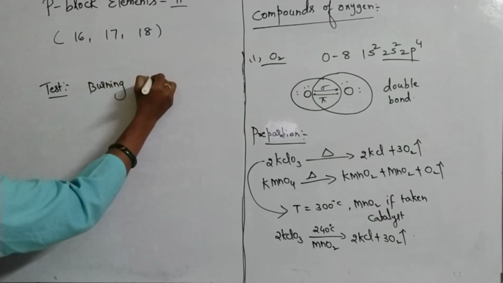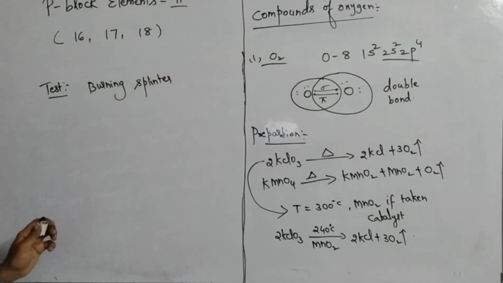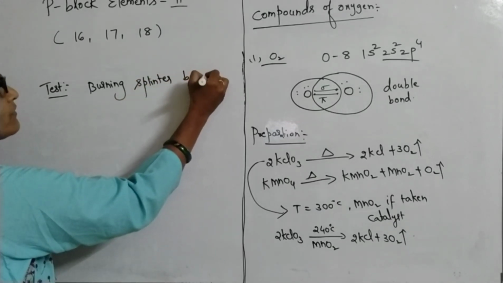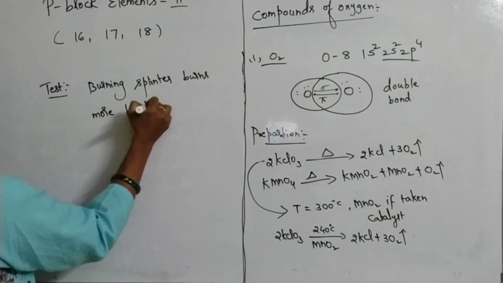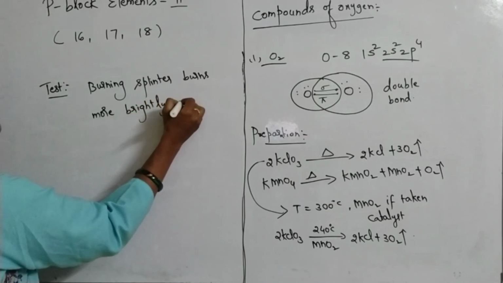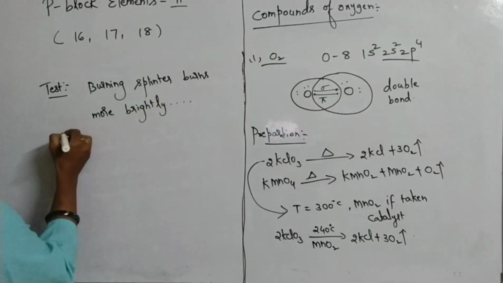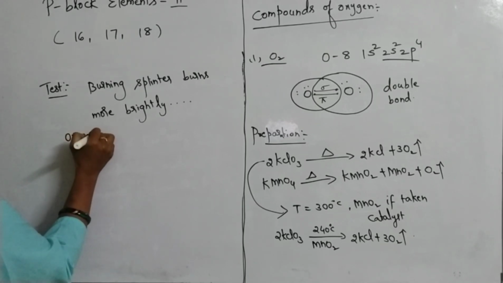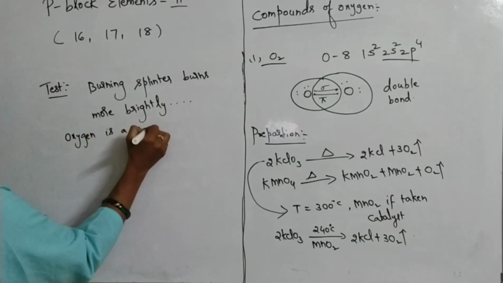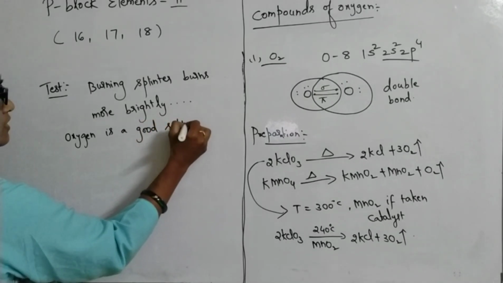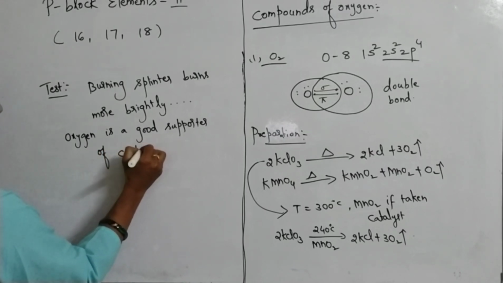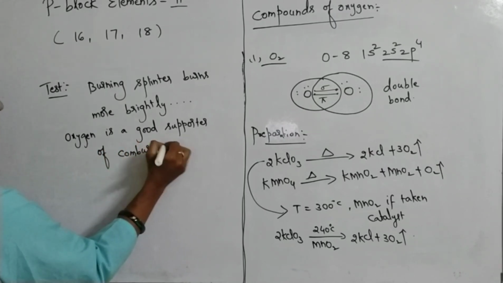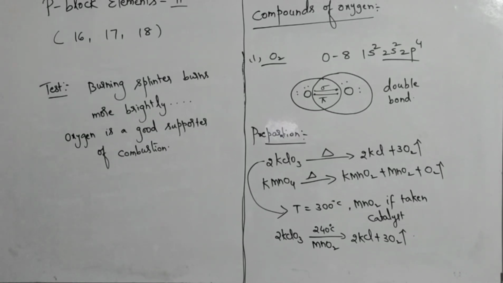Burning splinter means what here? If a burning splinter burns more brightly, then you call that as what? Test for oxygen gas. Because oxygen is a good supporter of what? Combustion. Oxygen is a good supporter of combustion, good supporter of combustion reaction. So like that testing, how to test an oxygen gas.